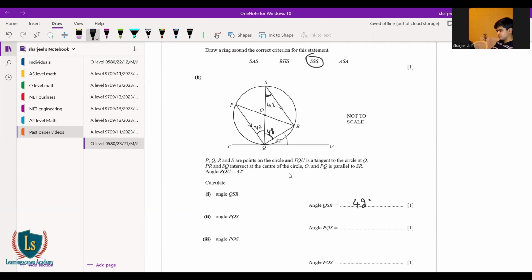Then for angle PQS, we have already found it. So it is 42 degrees. And what will be the angle POS? It would be 84 degrees. It will double the angle at circumference. So our answer should be 84 degrees.